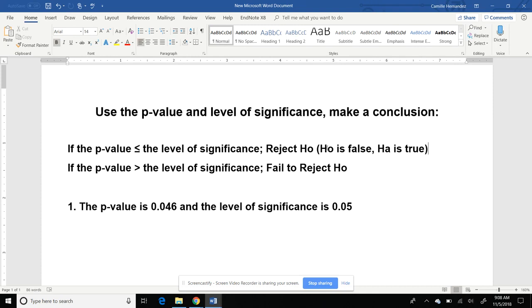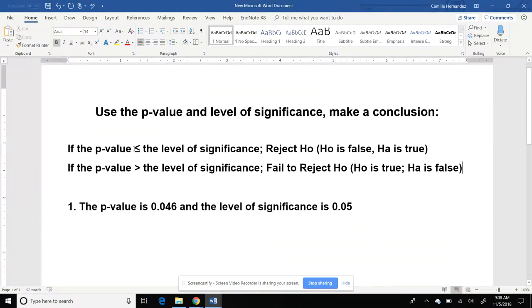So if your p-value is greater than the level of significance, you will say the null is true, and then the HA is false. So let's go through that again now that I've written this up.